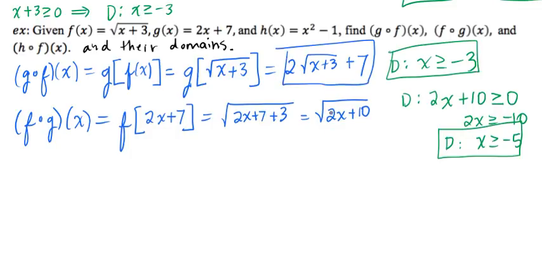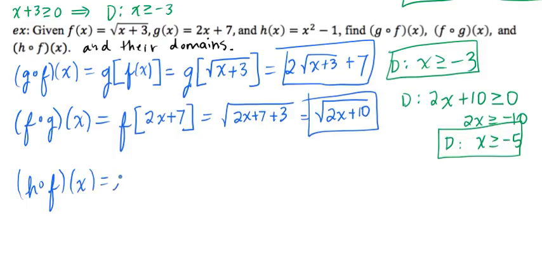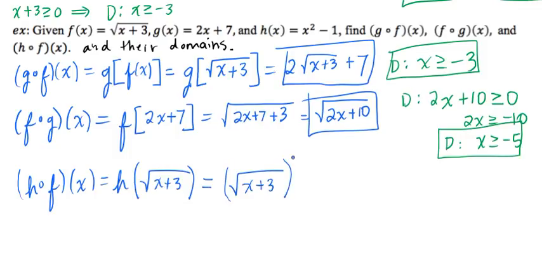And then lastly, we're going to find h composed of f. So h composed of f of x means h of the function f of x, which is the square root of x plus 3. So we're going to plug that entire expression in for x over here on h. So plugging that in, we replace this x by root of x plus 3, and that is being squared, and then we have a minus 1.